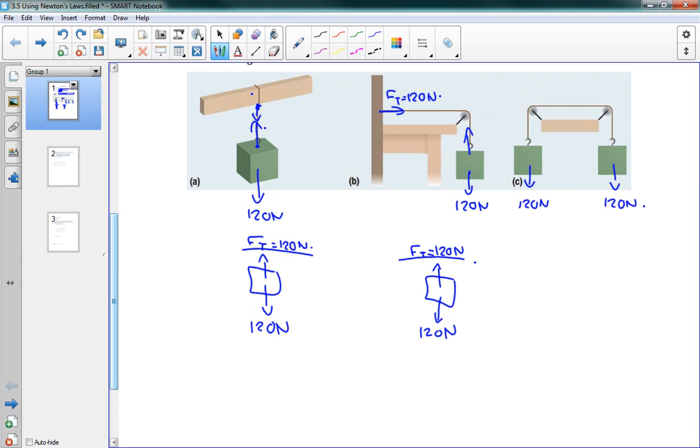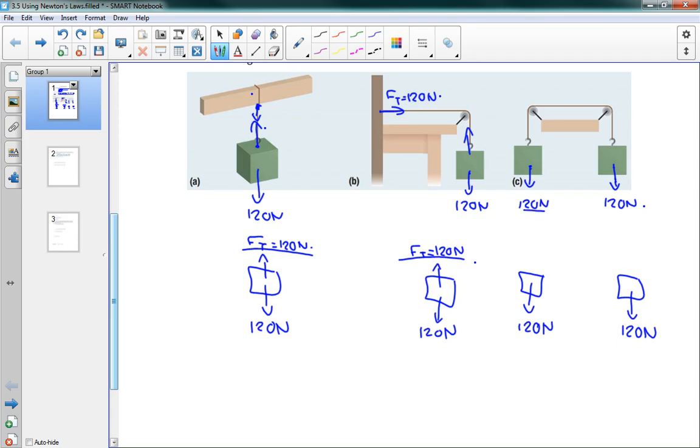Okay, last problem here. We've got two objects. So I'll draw my two objects, 120 newtons, 120 newtons. Now, if you look at the picture here, we've got two masses. Both of them are pulling on the string. So one of them is pulling on the string with 120 newtons.